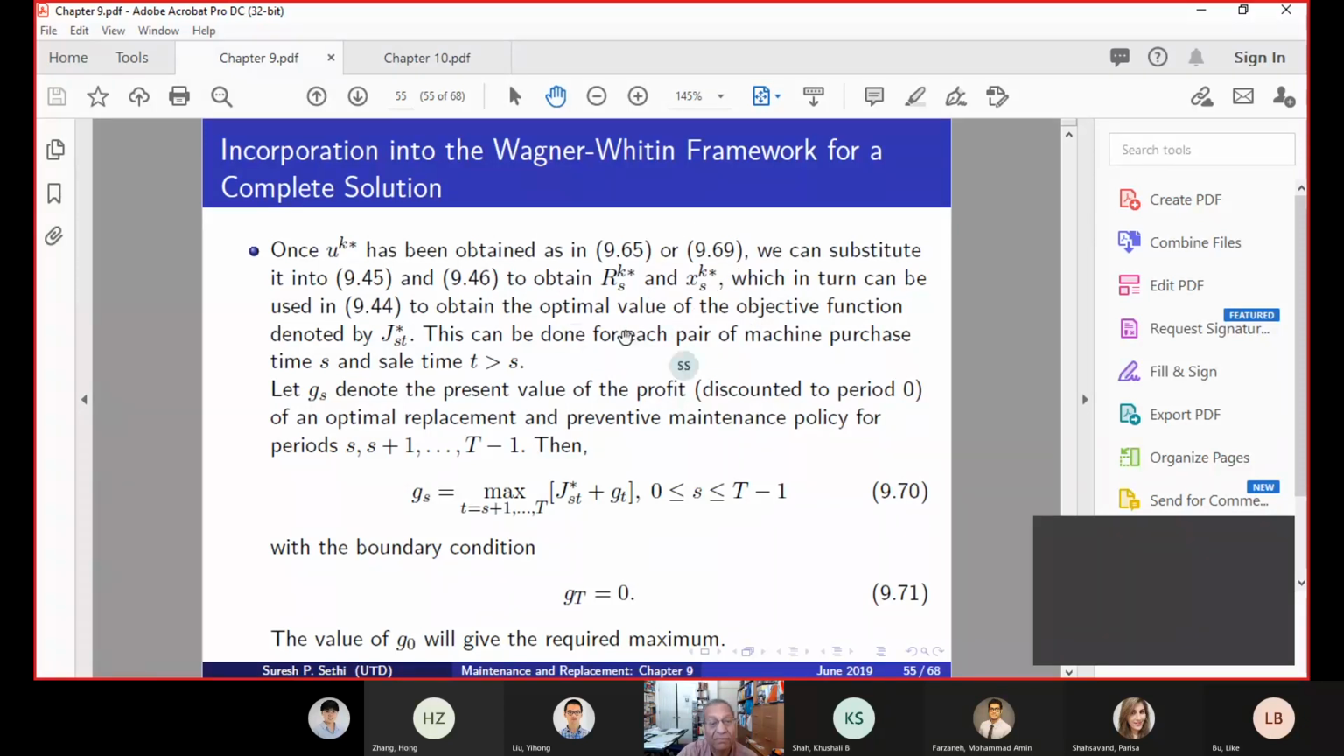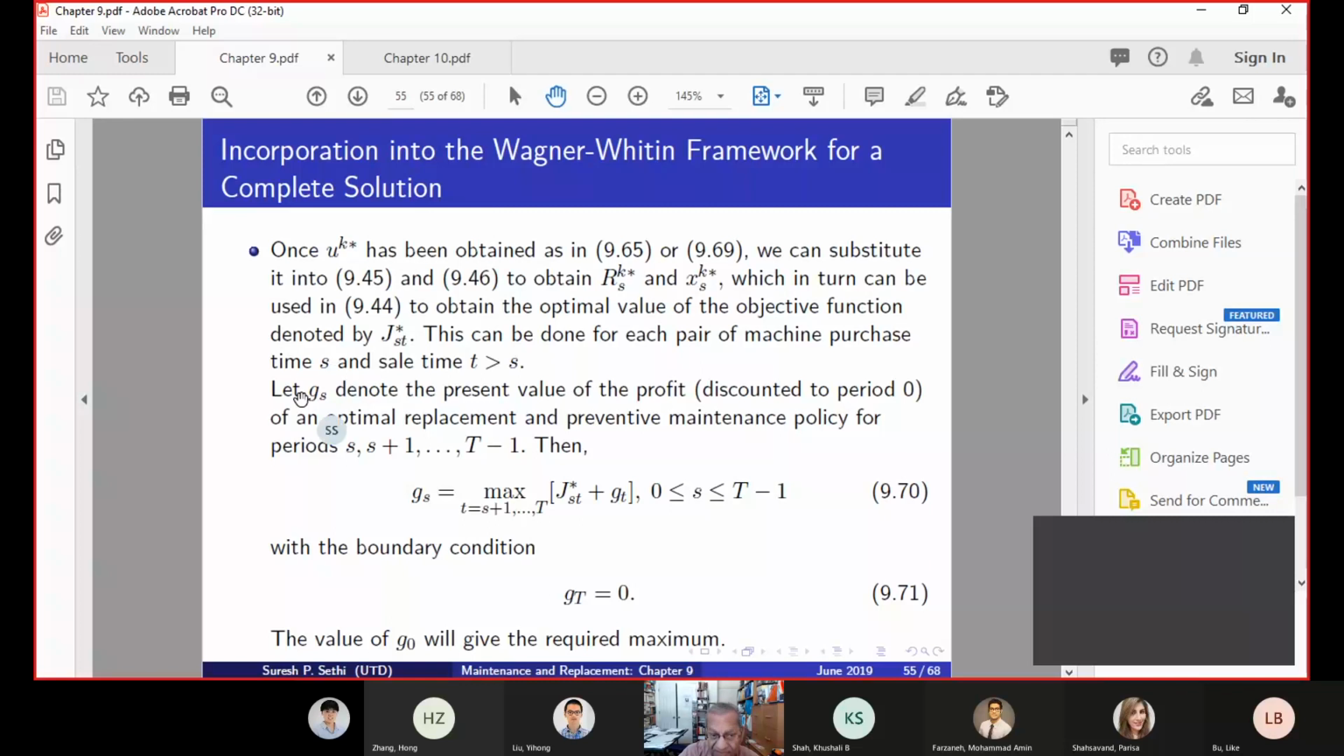And then we can find out the optimal path for this SK problem, call it a subproblem. And I can do a complete solution, right? If I can do a complete solution, I can find the objective function. So I now know what is the objective function value of this first triangle, if you think about it in a dynamic lot size setting, okay? And this can be done for each pair of machine purchase time S and sale times T bigger than S.